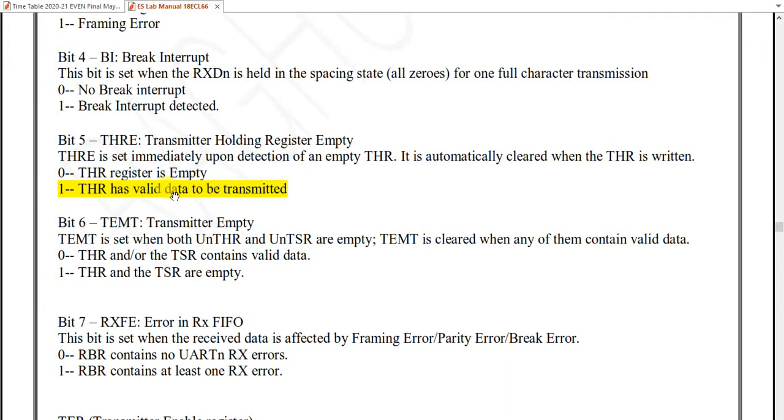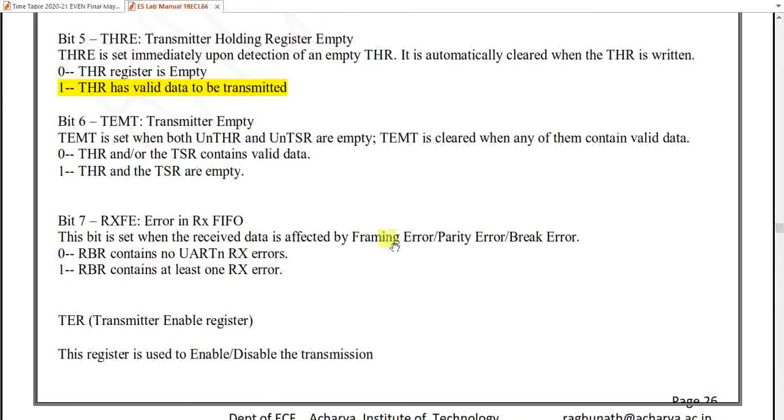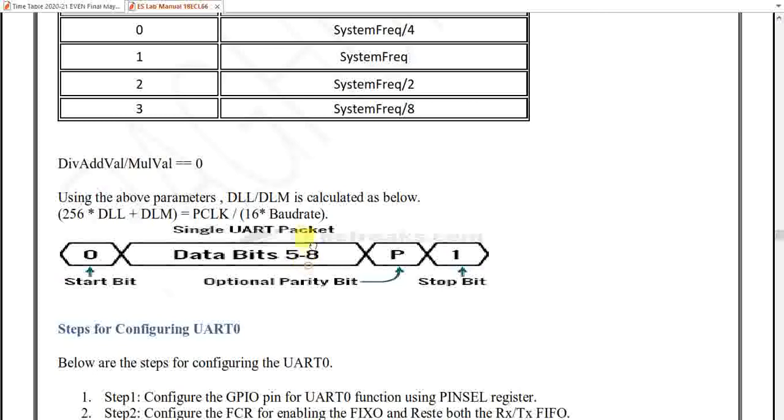Okay, the fifth bit we have to check, not all the bits. If the fifth bit is 0, that means the register is empty, nothing is there to transmit. If 1, it means it has some valid data to transmit, you can transmit that serially. Other bits you can read. So this is how it is going to transmit.